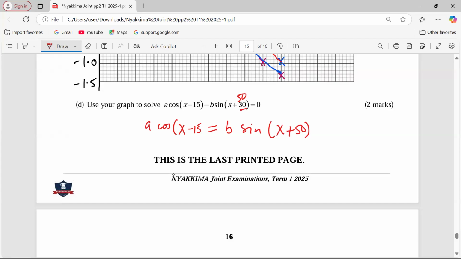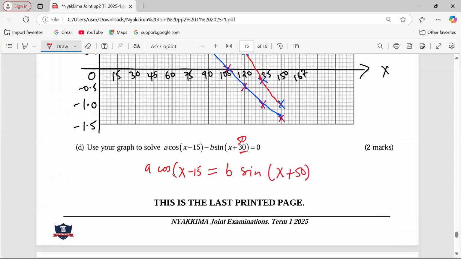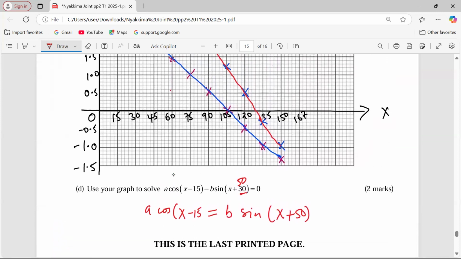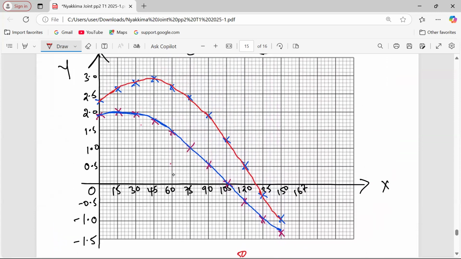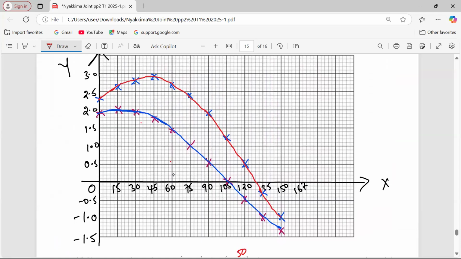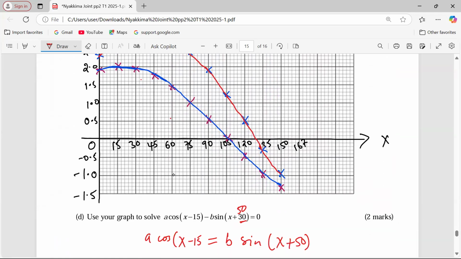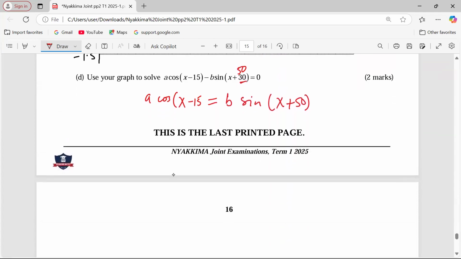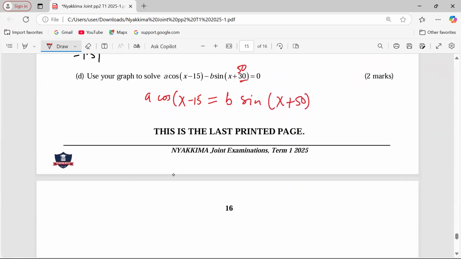So this means we should look at the points where the two curves are intersecting. And for the limited scale that you've been given, the curves are not intersecting anywhere. Therefore, no real values, because the two curves have not met anywhere. So that is how we end it.